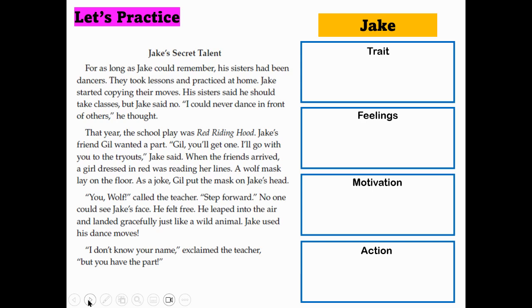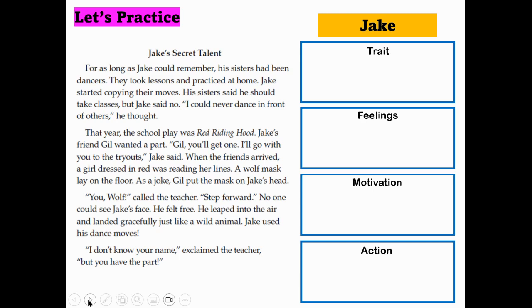You, wolf, called the teacher. Step forward. No one could see Jake's face. He felt free. He leaped into the air and landed gracefully, just like a wild animal. Jake used his dance moves. I don't know your name, exclaimed the teacher, but you have the part.